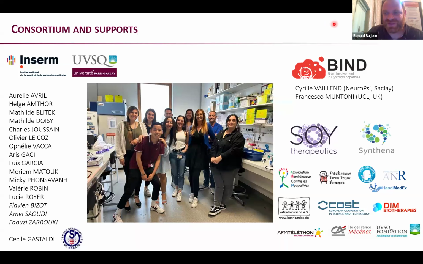Are some cell types more important than others, or do you just want to treat the entire brain? At the moment, we do want to treat the entire brain because, and this was an additional objective of the BIND consortium, to better characterize exactly which cell type the dystrophin is expressed in, and not only which dystrophin isoform is expressed.